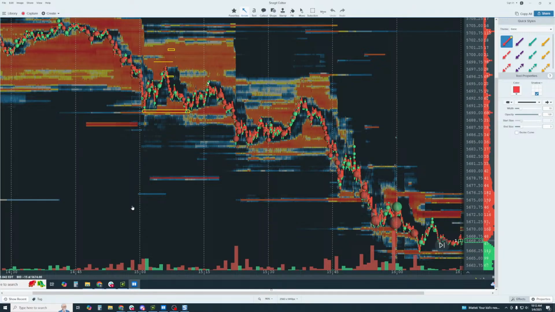Okay, you got another low volume pullback in here. Okay, you can see there's very little volume in there. See the volume bars, look at the volume dots. And again, here we're trending.